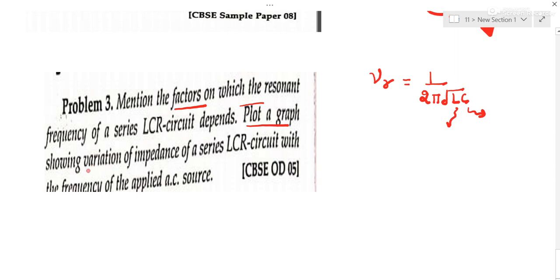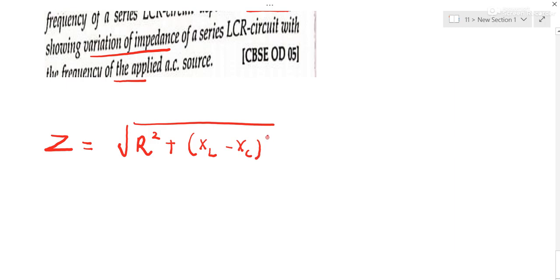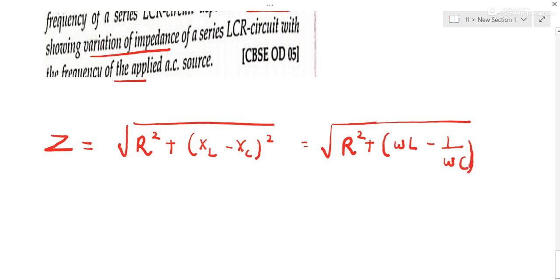Plot the graph showing the variation of impedance with frequency. Though we have done this, as it is in the form of a question, we can do it. This is impedance. So what is the formula of impedance? Root R square plus (XL minus XC) whole square. So this is equal to root R square plus (omega L minus 1 by omega C) whole square. If you remember, we have done this already.